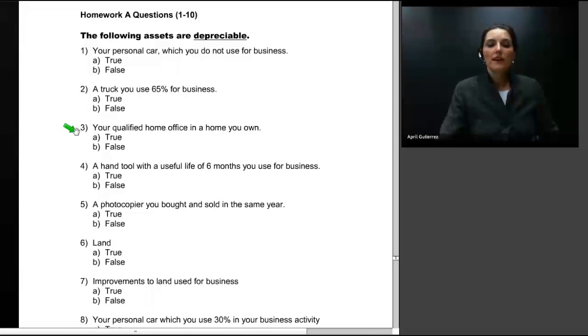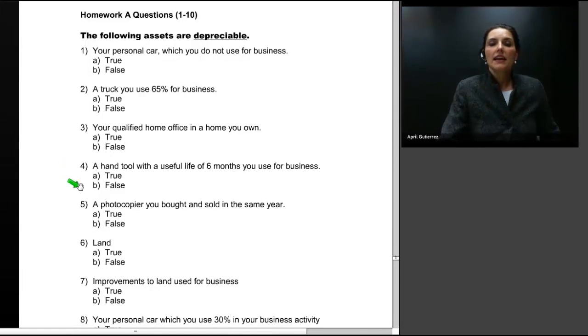Number 3, your qualified home office in a home that you own, is that depreciable? Yes, it is. It would be depreciated over 39 years because it is real estate used for business, depreciated over 39 years. 4, a hand tool with a useful life of 6 months or more you use for your business, is that depreciable? The answer is false.